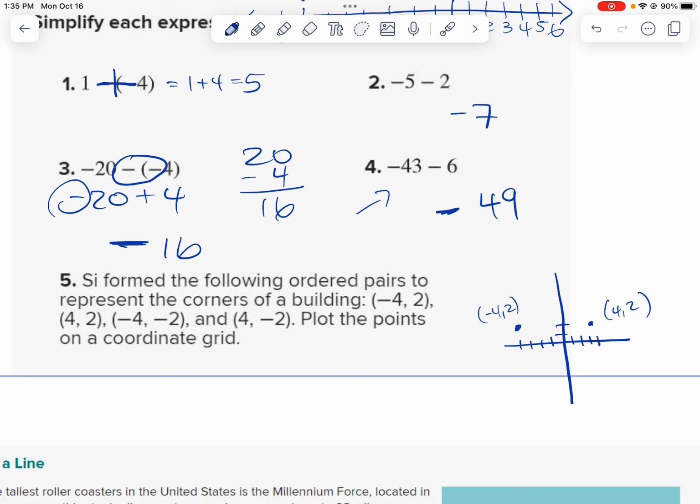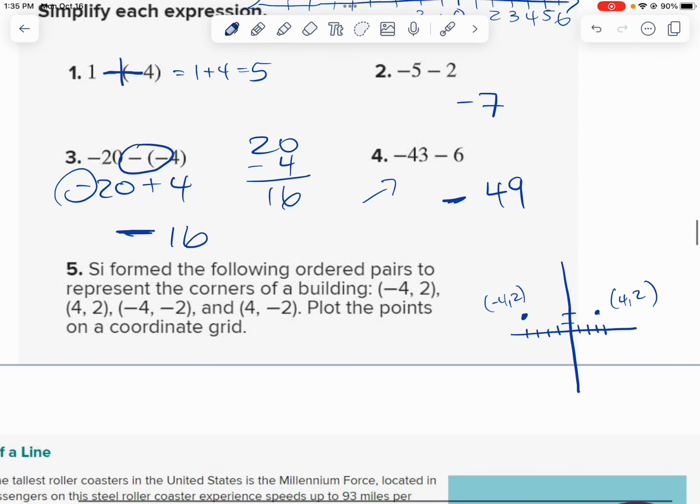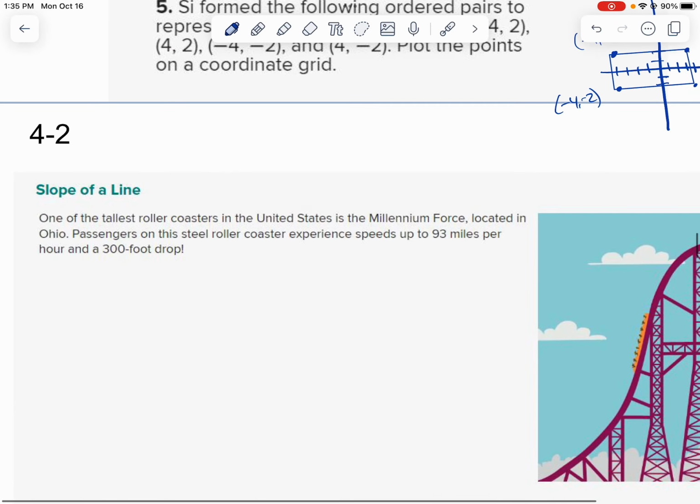-4, 2. And then -4, -2. And then 4, -2. Over 4, down 2. And now I have a rectangle. It's not perfect, boys and girls, but it's the best I can do. Awesome.